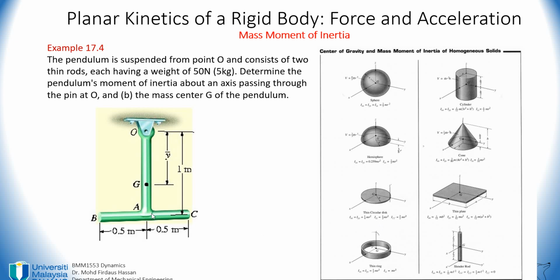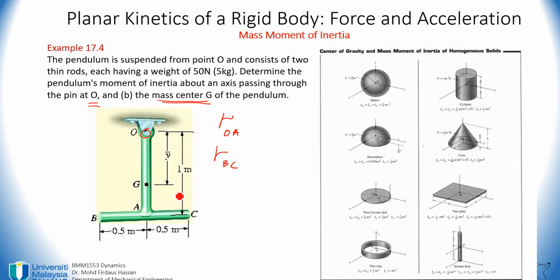So guys, we continue our discussion on another example. As you can see here in this video, the pendulum is suspended from point O, somewhere here, and consists of two thin rods. First one is rod OA, and another one is rod BC. Having a weight of 50 Newton, determine the pendulum moment of inertia about an axis passing through the point O. First one, mass moment of inertia. Second one, you have to find the mass center G. Okay.